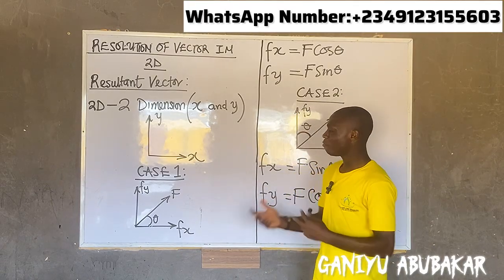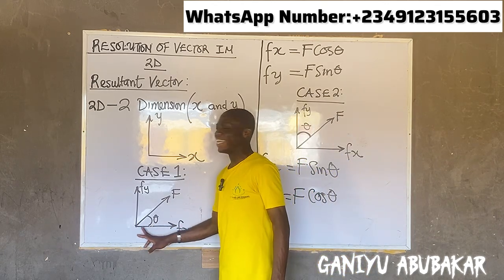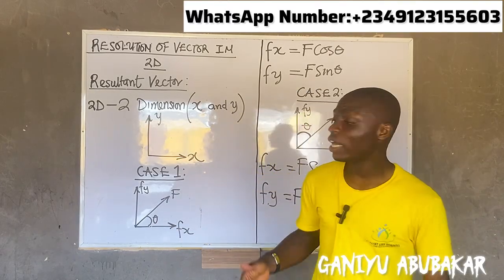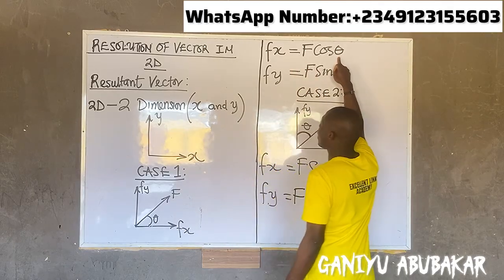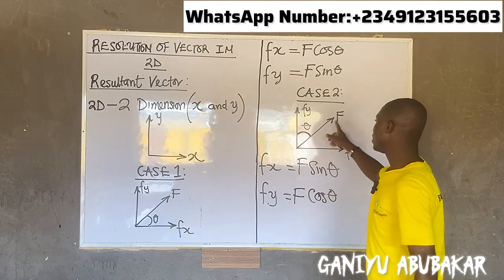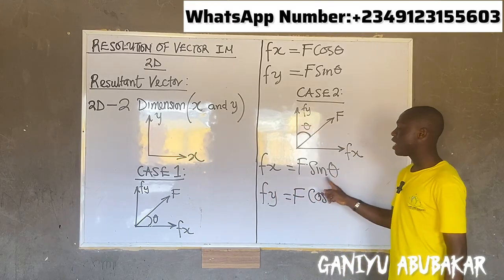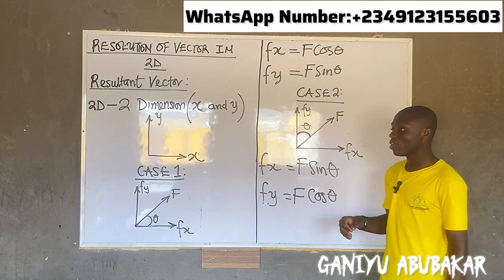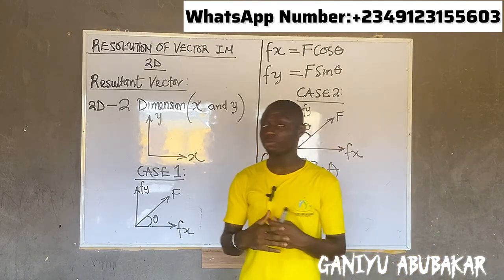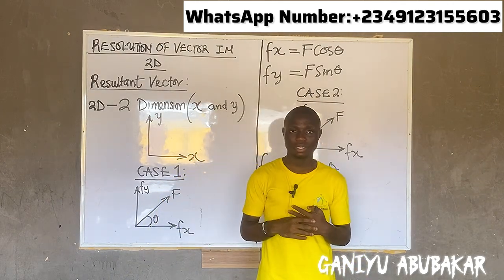This is how you resolve forces in 2D. So for case 1, I have a force inclined at an angle to the horizontal. If you have a force that is inclined at an angle to the horizontal, your f of x becomes f cos theta, f of y becomes f sine theta. For case 2, if you have a force inclined at an angle to the vertical, it means that f of x becomes f sine theta, f of y becomes f cos theta. This is how this concept works. So this is the idea behind resolution of vectors in 2D.